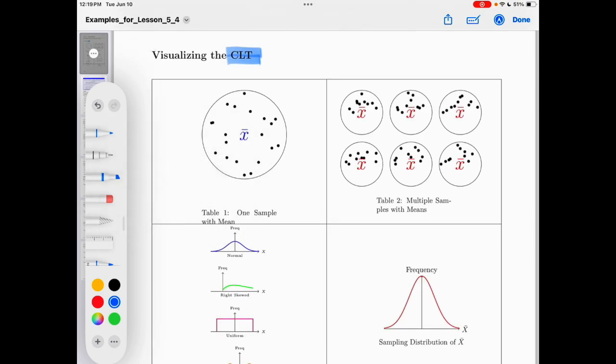So, on the left, you see a diagram representing a single sample from a population. This circle represents one sample, and those little black dots, imagine that those are the pieces of information, the data that was collected in the sample. And then when you collect the information, you calculate the average, and that's your X bar, the sample mean. This is what's called the population distribution.